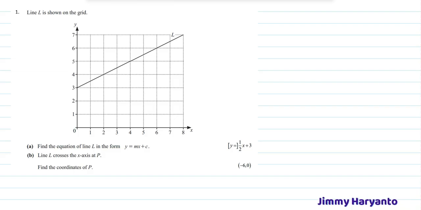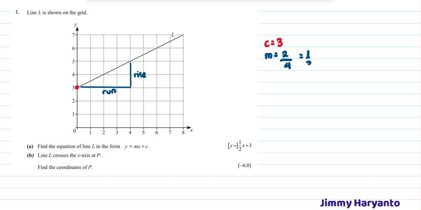Question 1a, find the equation of line L in the form of y equals to mx plus c. For this one, we already know that the y-intercept is 3. That means the c will be equals to 3. And then for the gradient, we can use rise over run. I will take this as our rise and run. That means the gradient will be rise over run. The rise is 2, the run is 4.